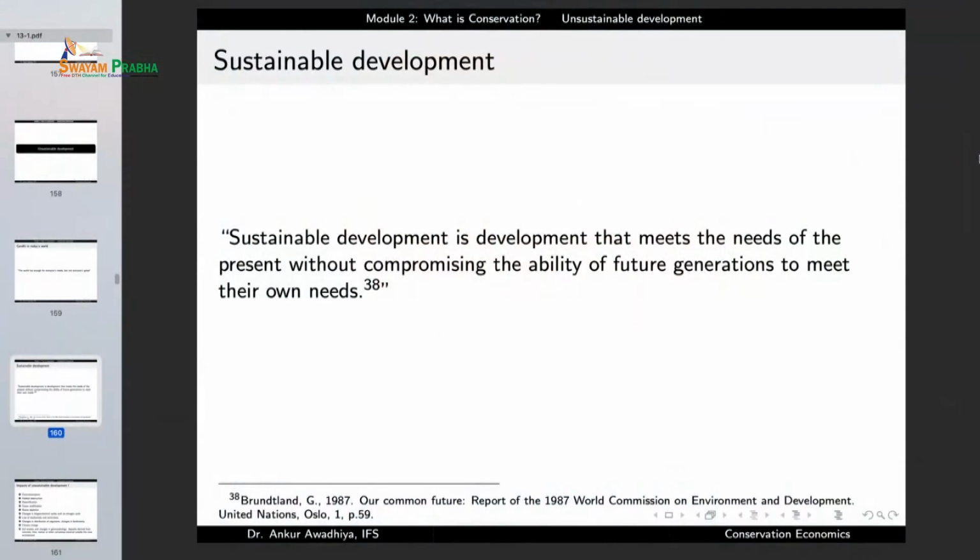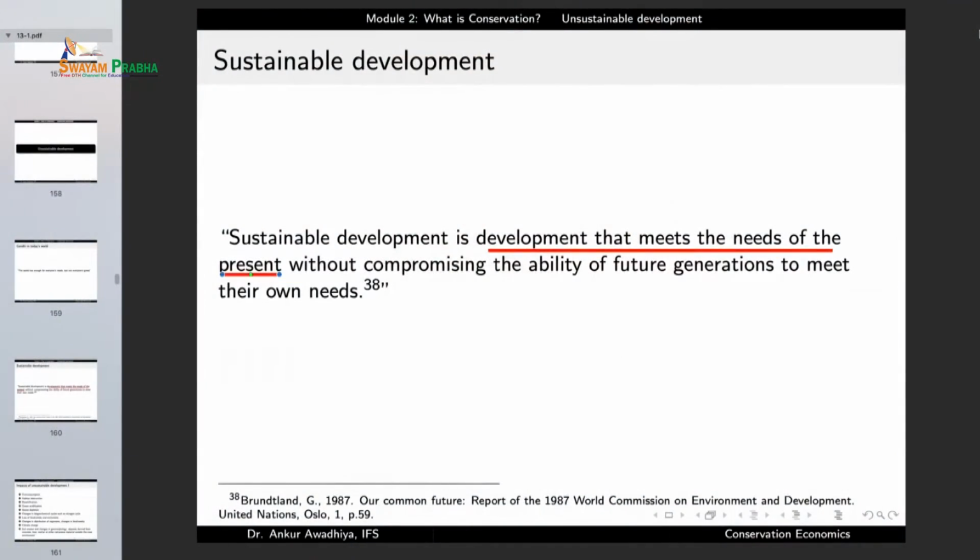So we are leaving enough fishes so that our next generation, that is our children or our grandchildren, are also able to use these fishes. So that is sustainable development. Development that meets the needs of the present. Now, in this case, we are not saying that we will leave all the fishes for our future generations. No, we are meeting our own needs as well. But we are meeting these needs without compromising the ability of the future generations to meet their own needs. That is sustainable development.